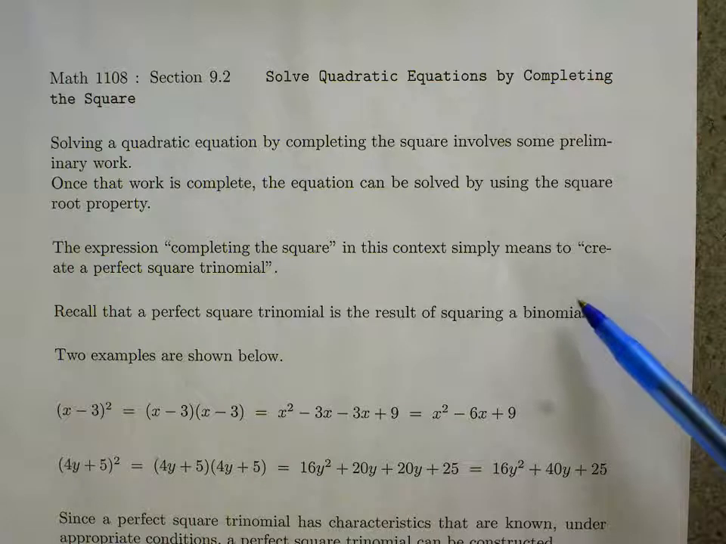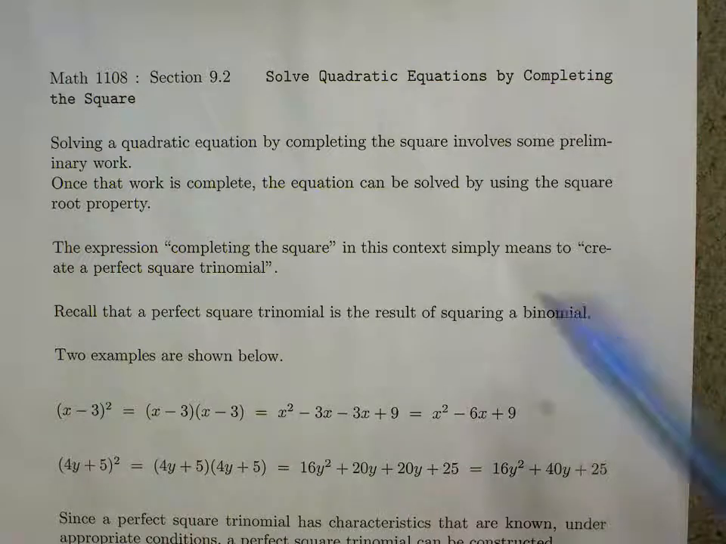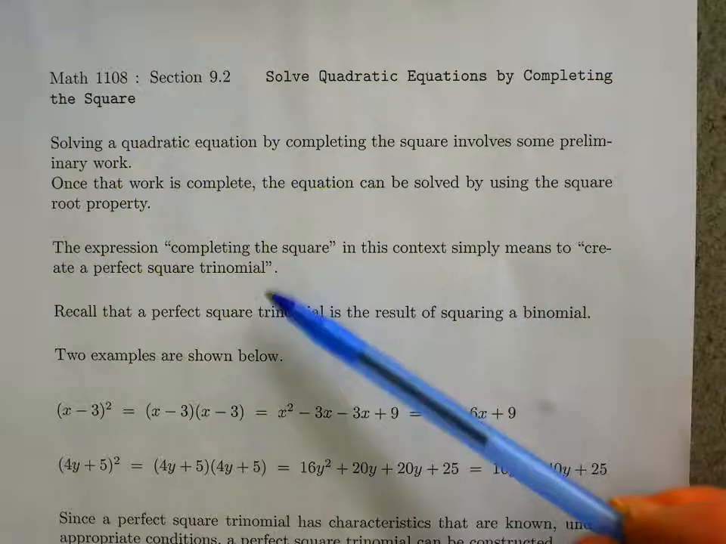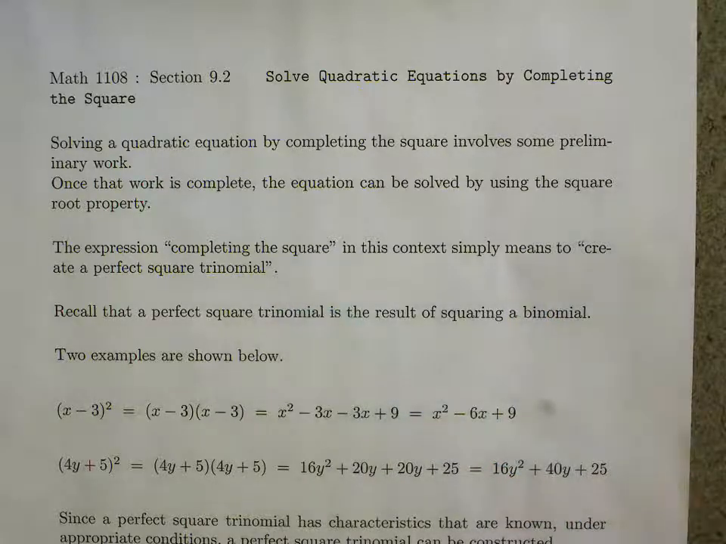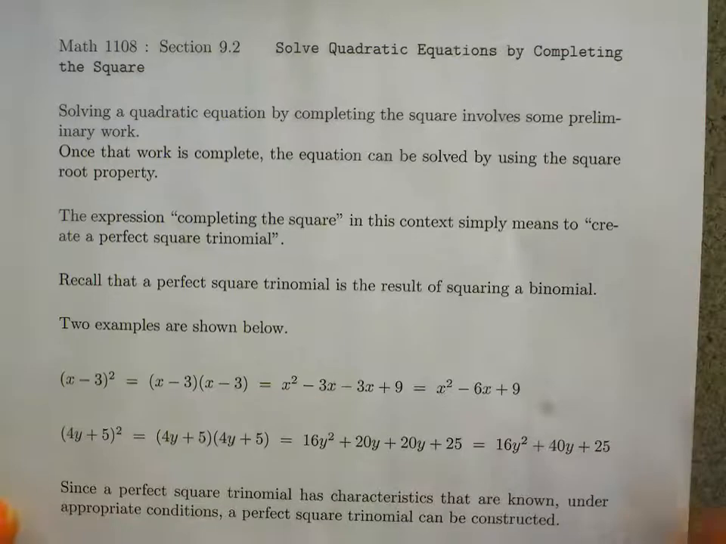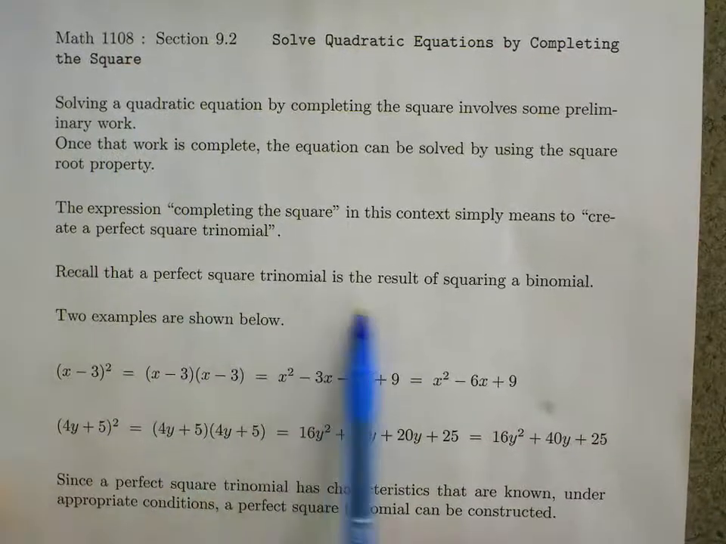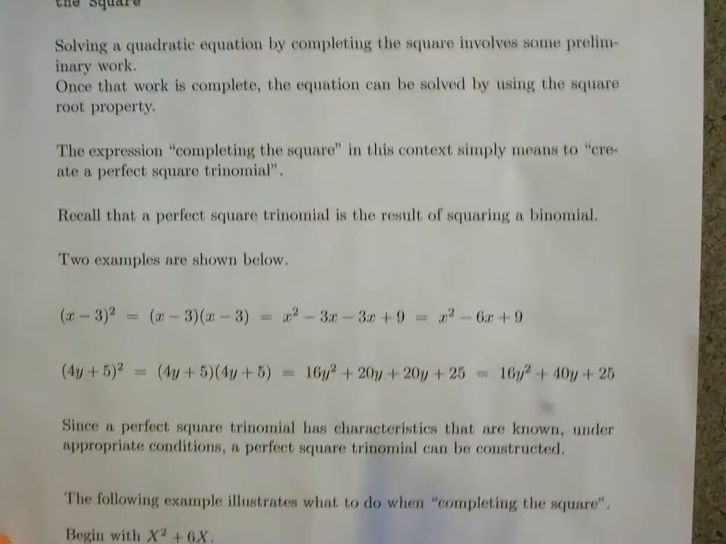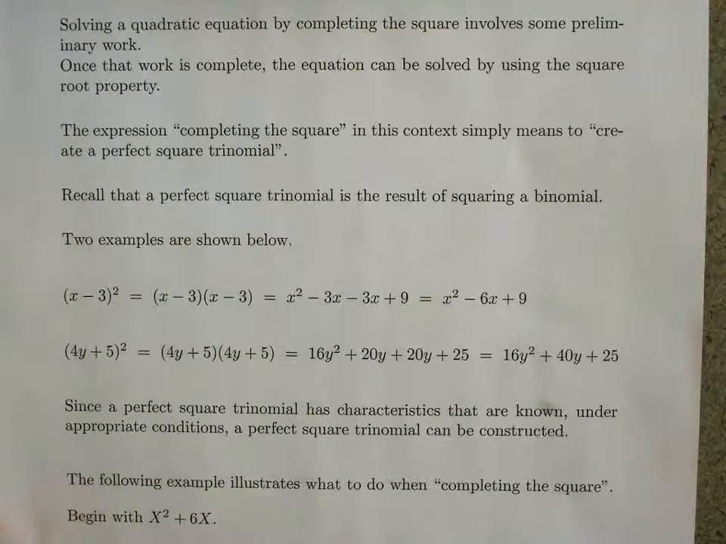The expression completing the square in this context simply means to create a perfect square trinomial. And you'll recall that a perfect square trinomial is what results when you square a binomial. So here are two examples. You've seen examples before, but this is just a reminder.